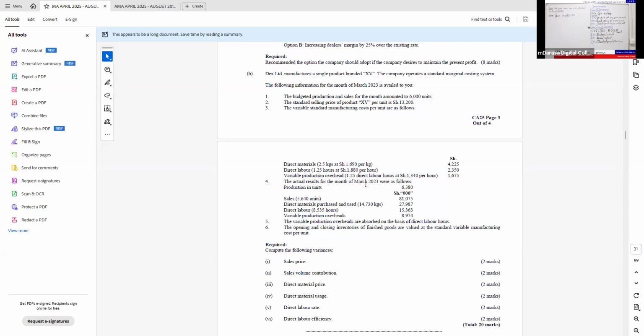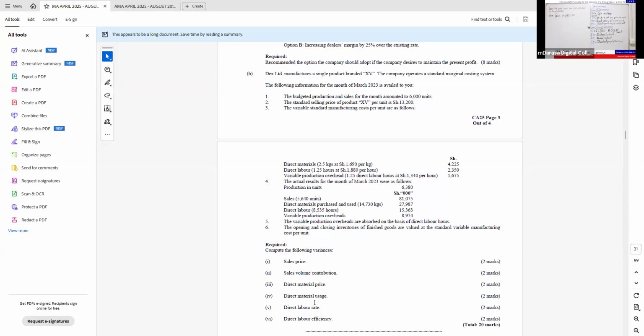The actual results for the month of March were as follows, where we were given production in units and the sales component. The variable production overheads are absorbed on the basis of direct labor hours. The opening and closing inventories of finished goods are valued at the standard variable manufacturing cost per unit. So we are asked here to compute, number one, the sales price variance. Number two, the sales volume contribution. Sales volume contribution, meaning that we don't have the aspect of the fixed costs.